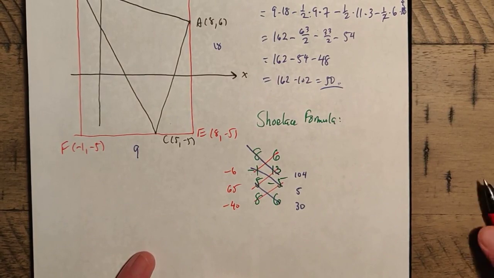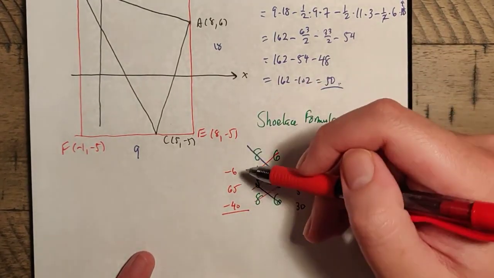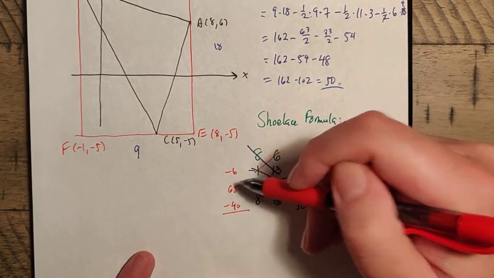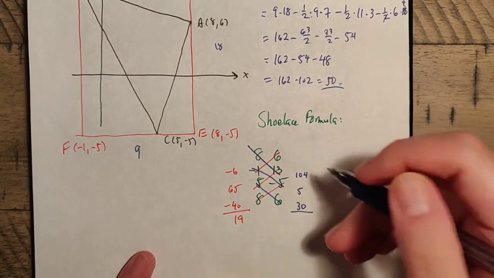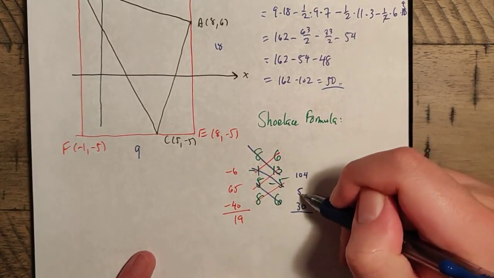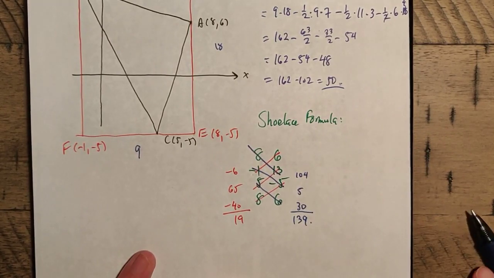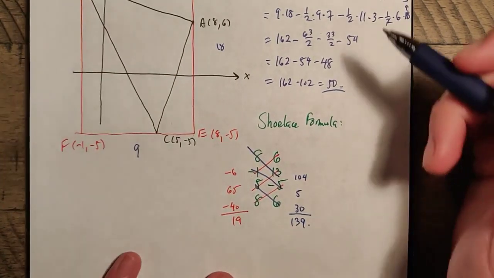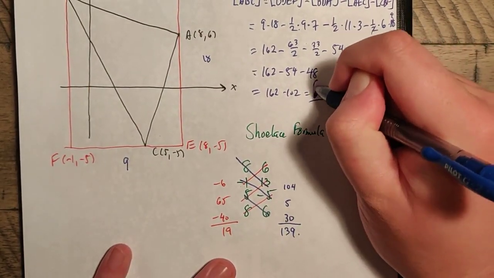So now we're going to add these quantities together. We're going to have a red sum here, a blue sum. The red sum is 65 minus 40 is 25 minus 6 is 19. The blue sum here is 104 plus 5 is 109, that's 139 here. Oh, I'm sorry. I just realized I made an arithmetic mistake over here. 162 minus 102 is 60. I apologize, ladies and gentlemen.